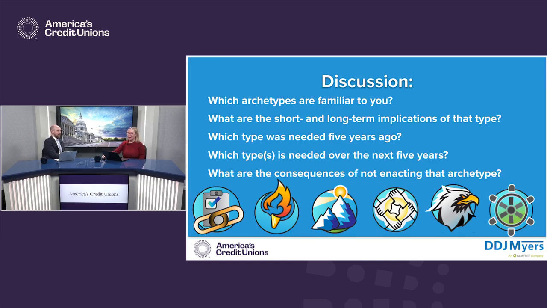It's kind of exciting to look at it. There's a final question I forgot to mention, and excuse our transitions of the slides here. What are the consequences of not enacting that type over the next 5 years? What do you think about that? If board chairs don't look at their own leadership, what are the consequences we're facing over the next 5 years?